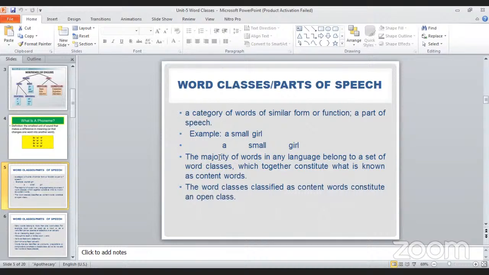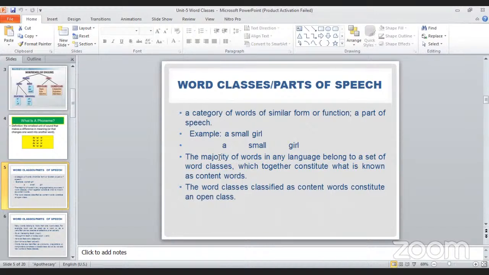Most of you will have your mother tongue as Telugu or Hindi or Urdu, whatever it is. In any language, when we use a word singly, it won't have much of a meaning unless a few words are put together. And these words together are called the content words, right? You have already learned a little bit about the content words in the previous chapter. The word classes classified as content words constitute an open class.